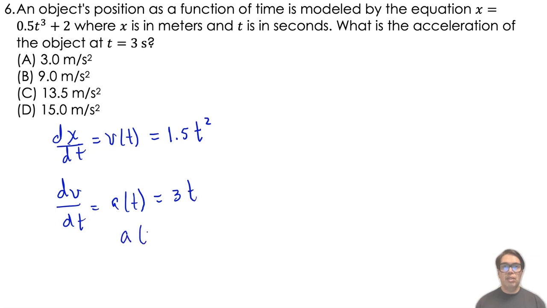At t equals 3 seconds, the acceleration has a value of 9.0 meters per second squared, which is option B.